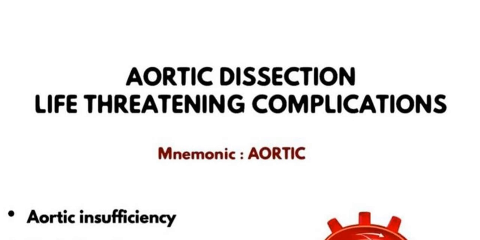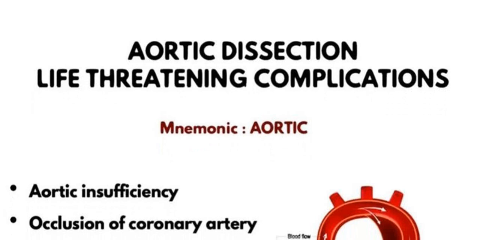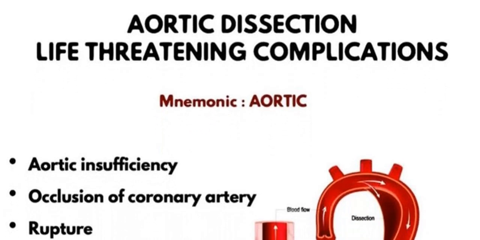Next one is O for occlusion, and this is the specific type of coronary artery occlusion. This can also occur and this is very life-threatening. Third one is R for rupture. Aortic dissection may rupture into the abdominal cavity. So this is the third life-threatening complication.